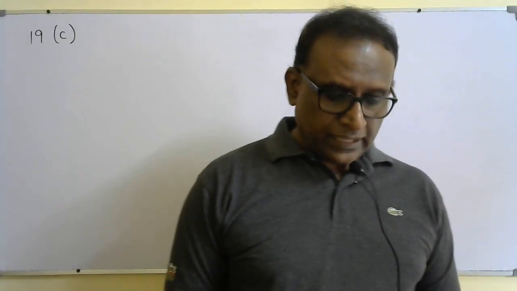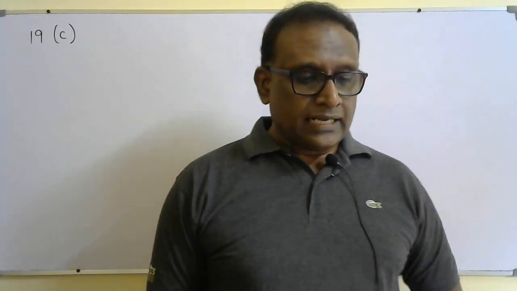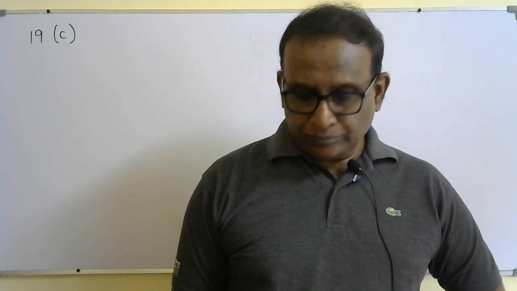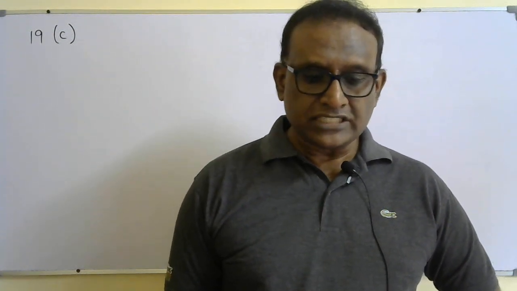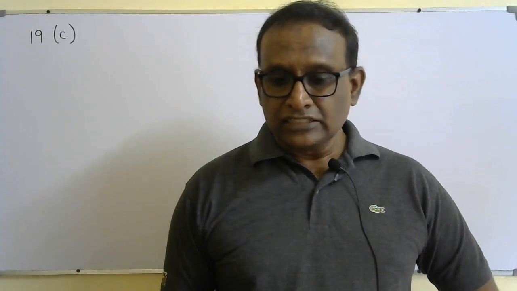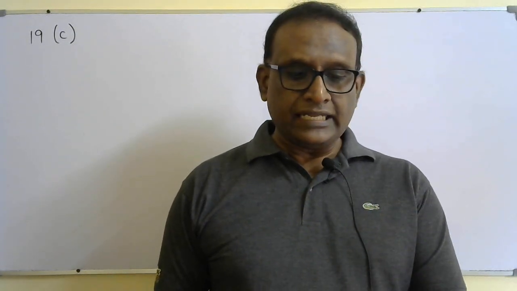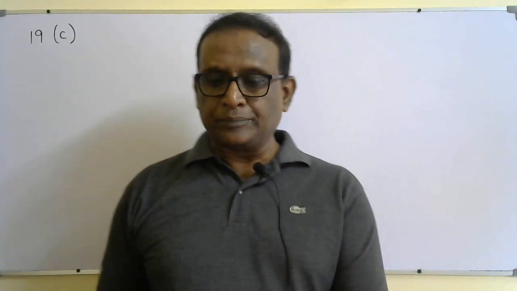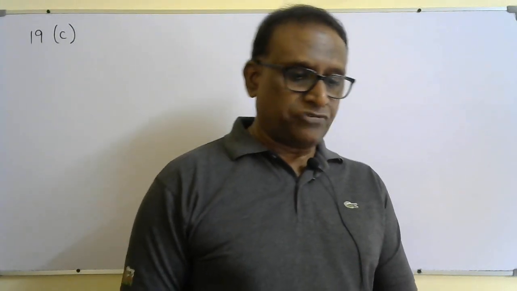Okay, the last part of this paper, question number 19, part C. A scientist used a viscometer to measure the viscosity of blood. The viscosity of blood is typically in the range 3 × 10^-3 Pascal second to 4 × 10^-3 Pascal second.